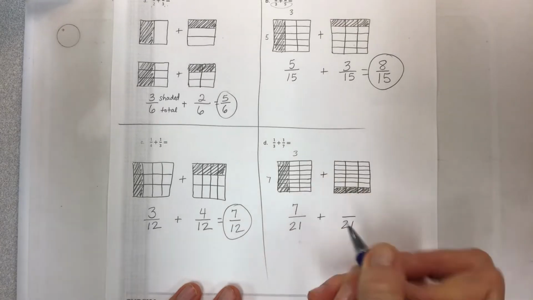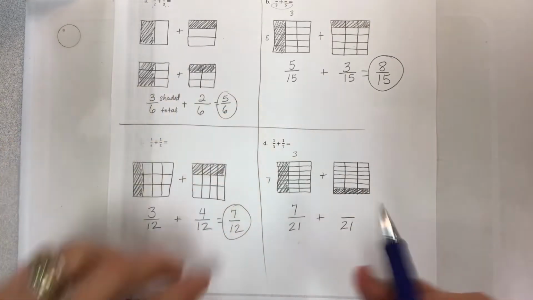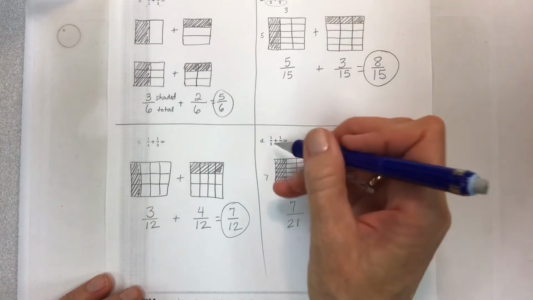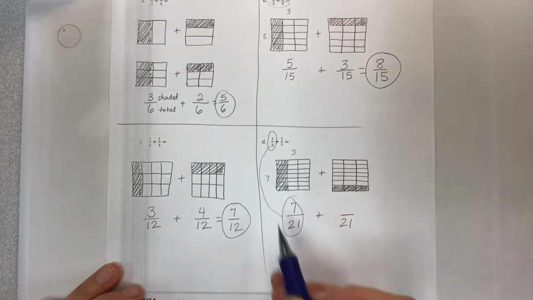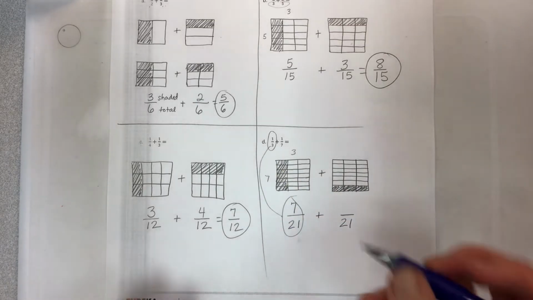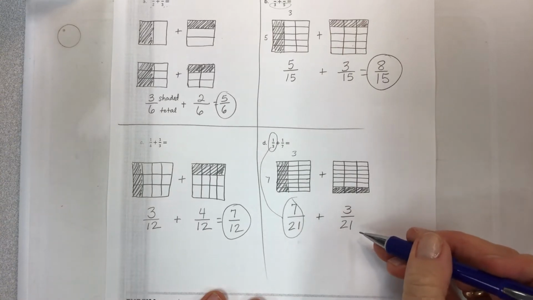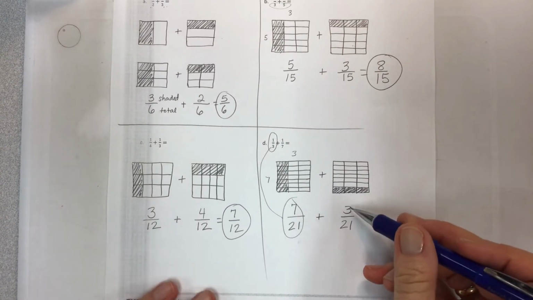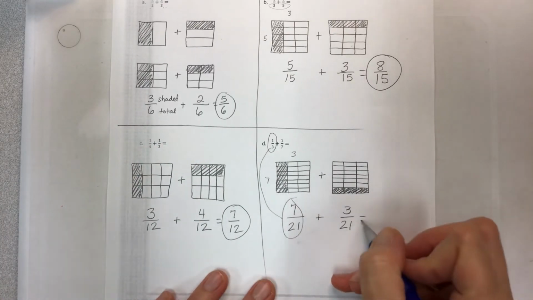So 7 are shaded. 7/21sts is equivalent to 1/3. So always look back. I'm creating equivalent fractions for each addend. Okay? And then this one, 1, 2, 3. 3/21sts. Okay, 21 divided by 3, 7. It's all tied together.